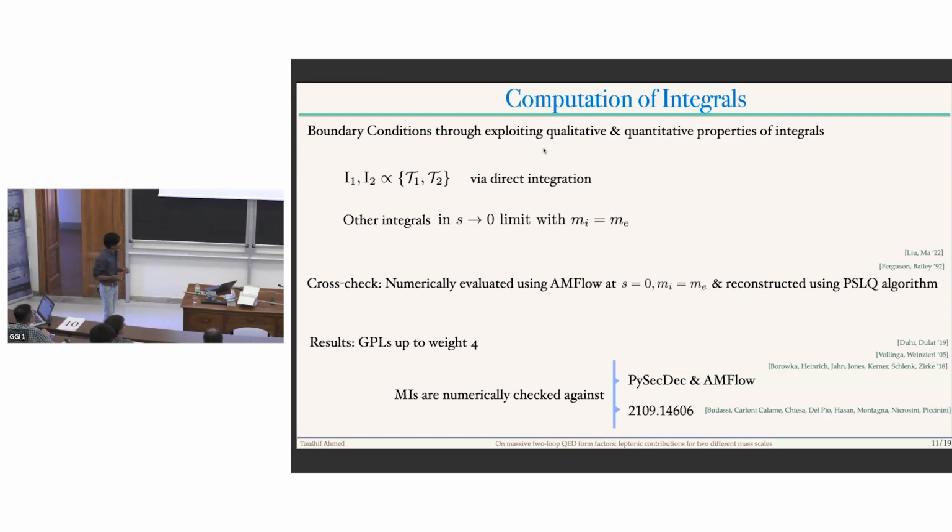For the remaining set of integrals, we did the S goes to 0 limit with mi equal to me, because if you have 2 masses equal, then those integrals are known. By comparing these 2 things, you can fix the boundary values that you need. We have also cross-checked these boundary values using AMFlow at S equal to 0 and mi equal to me, and reconstructed the result using the PSLQ algorithm. We have expressed the result of these integrals in terms of Goncharov polylogarithms up to weight 4. These master integrals are also numerically checked against the numerical program SecDec as well as AMFlow. Also in this paper, they computed this integral because they needed it, and we got a perfect agreement by comparing with this paper.